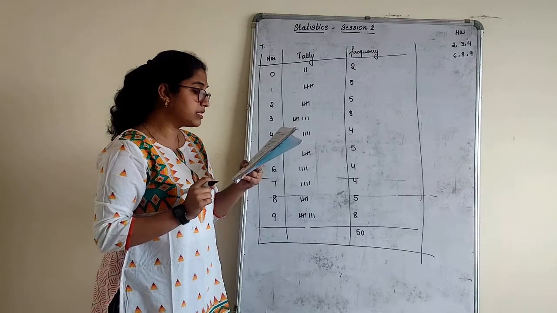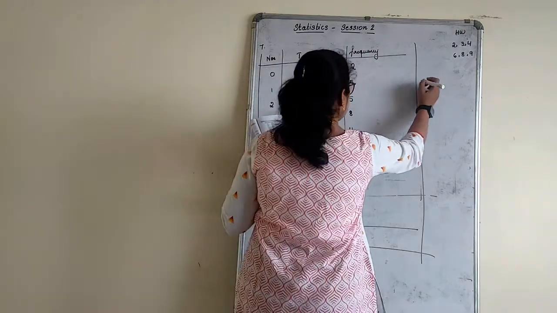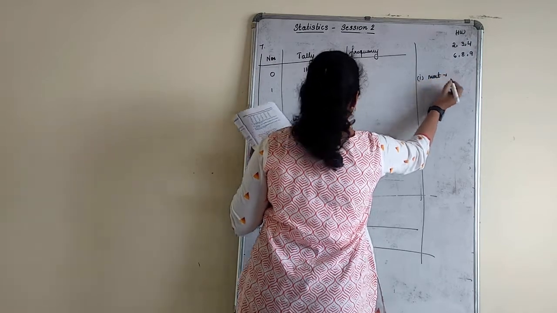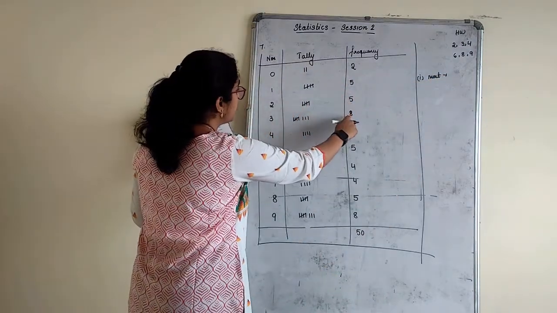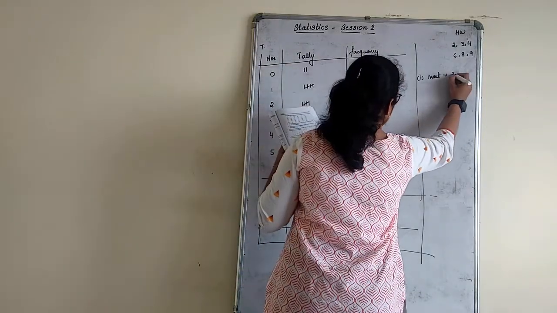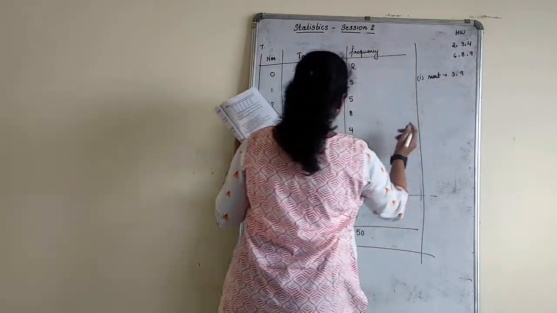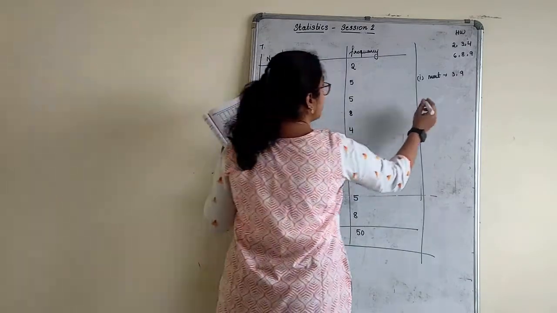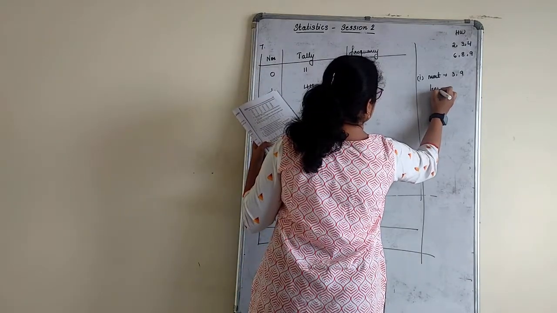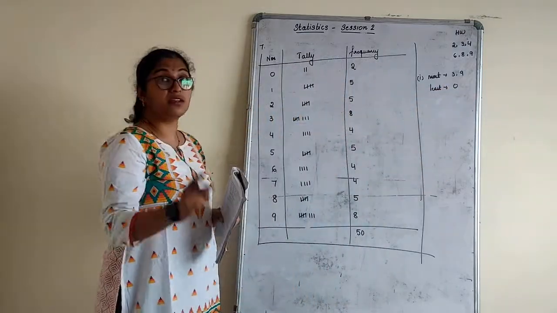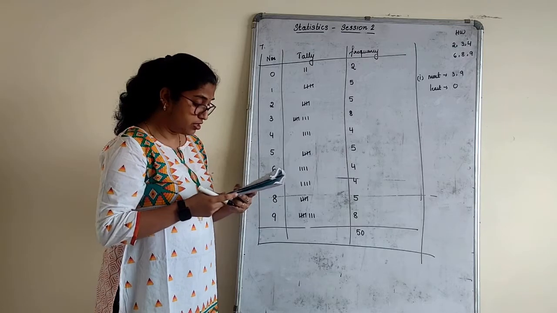Second part. What are the most and least frequently occurring digits? So the most occurring digit is 3 and 9. Why? Because they are repeated 8 times. Least occurring is 0, because it is only repeating 2 times. As simple as that, children.